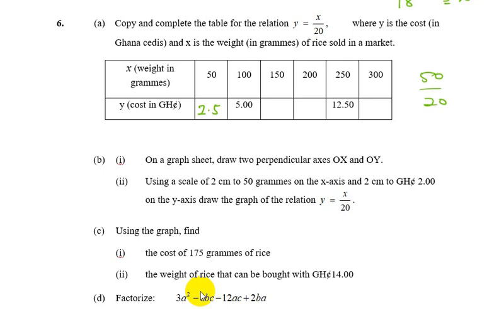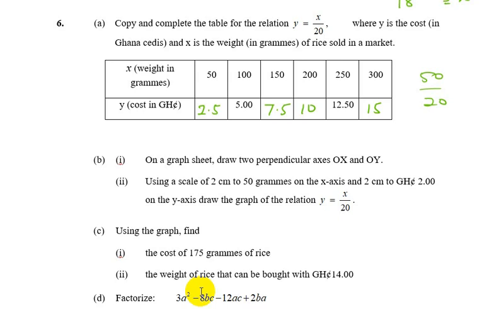And the next one will be 150 divided by 20. That will be 7.5. The next one will be 10, 12.5, and the last one will be 15. This one, I don't want us to waste time. Don't waste time. You see, it is a trend.